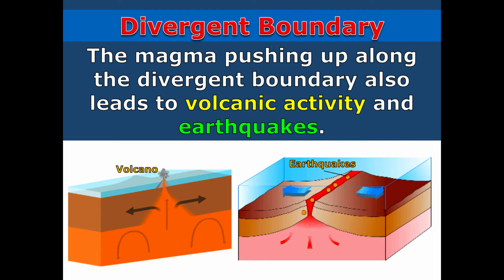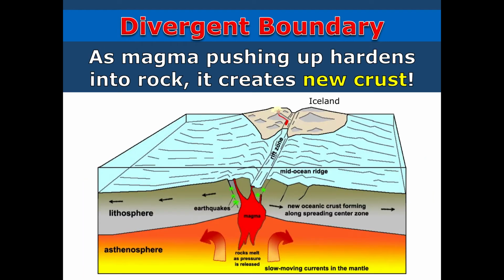The magma pushing up along the divergent boundary also leads to volcanic activity and earthquakes. So underwater volcanoes, earthquakes, those types of things can happen at a divergent boundary. Is that the most synonymous boundary for those? No. You know, volcanoes more often happen at convergent boundaries. Earthquakes more often happen at transform boundaries, but they still can happen at divergent boundaries. And again, it can create and does create new crust. It's a great little image here.